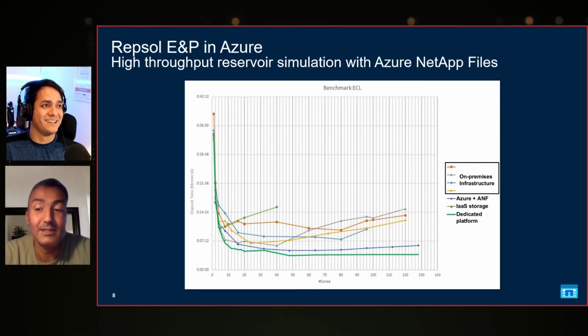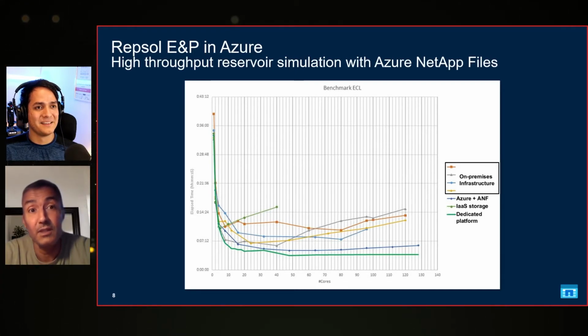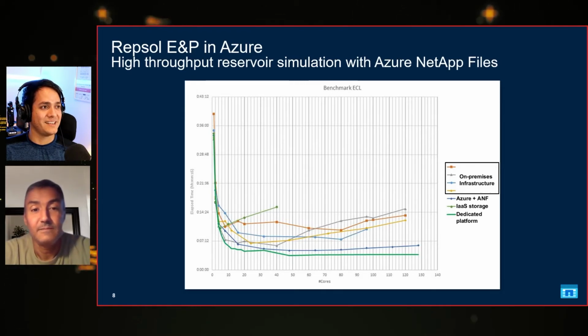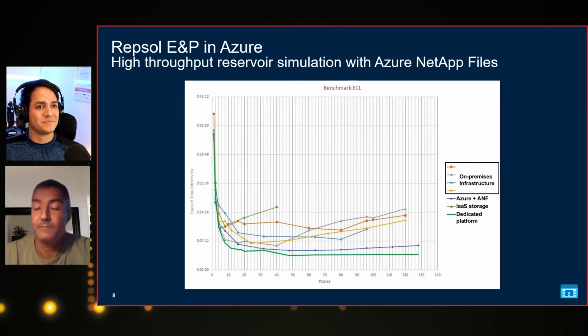Exactly. The simulation projects that were taking a month can now be done in a day at Repsol. It's phenomenal. And most of those decisions drive pretty critical business decisions as well. So there's a lot of money at stake when Repsol's making a decision. Exactly.